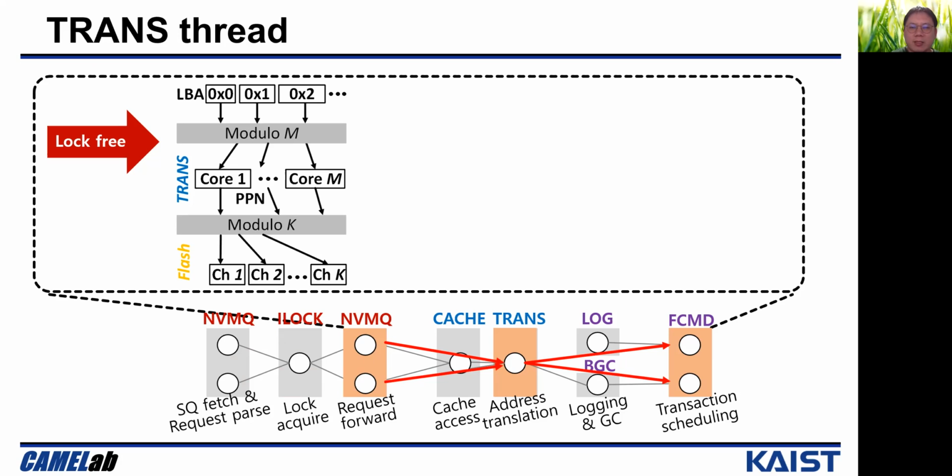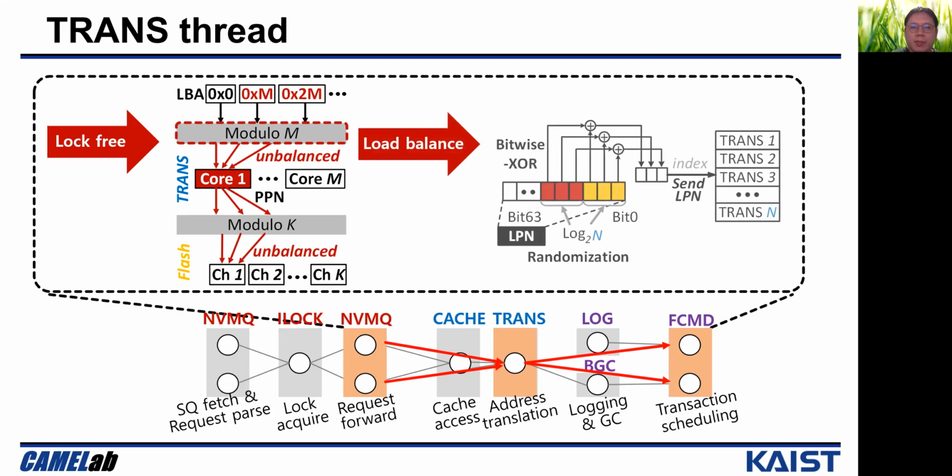However, we observe that trans threads can experience unbalanced loads if the requests do not access continuous pages. To address this challenge, we propose a new design that considers load balance. We can randomize the pages by XORing the least significant bits and the most significant bits.